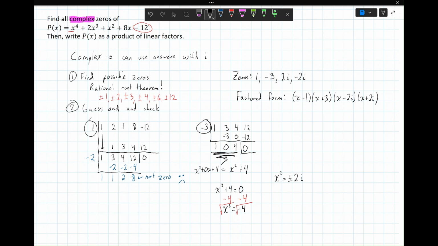Sometimes we're told to write it in factored form with no complex numbers showing up. And so sometimes we'll just take that x squared plus 4 we found here and use that to replace the two factors we got from it. And so we'll write x minus 1 times x plus 3 times x squared plus 4. All right, I hope that helps you in trying to factor these polynomials.